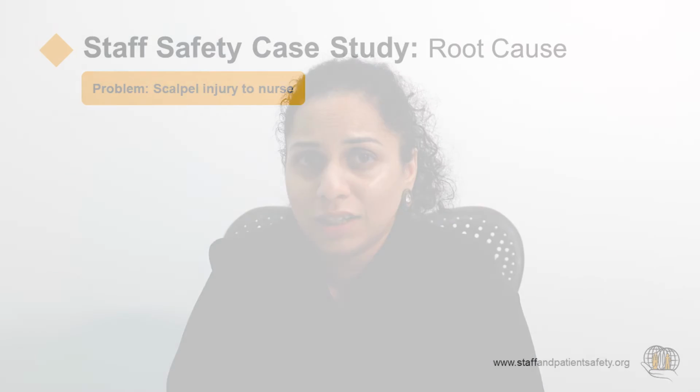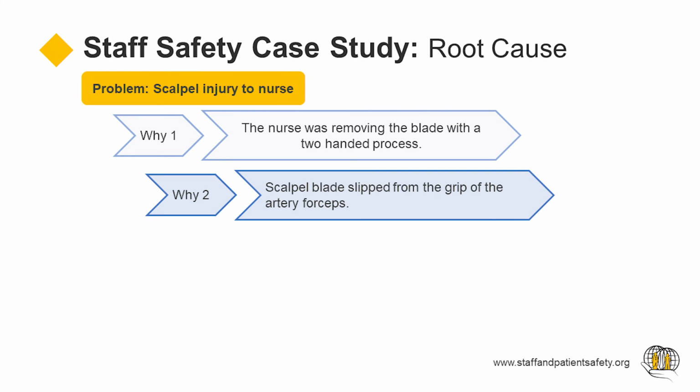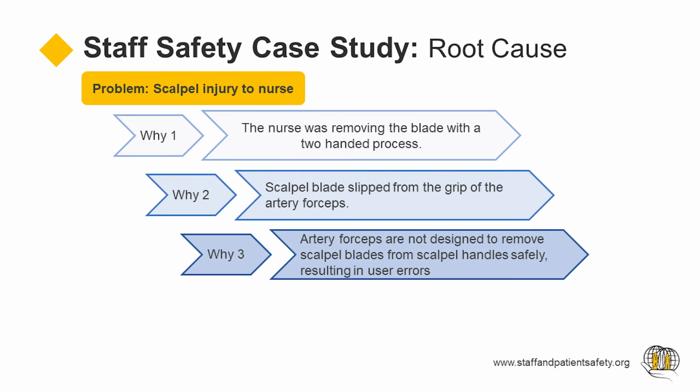We conducted a 5-why root cause analysis on this case study. Why did this injury occur? First, the nurse was holding the scalpel handle in the left hand and the artery forceps in right hand. This was a two-handed process. Why? Scalpel blade slipped from the grip of the artery forceps, injuring the nurse. Why did the blade slip? Artery forceps are not designed to remove scalpel blades from scalpel handles safely, resulting in user errors.